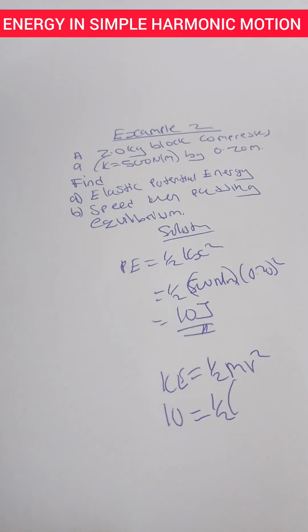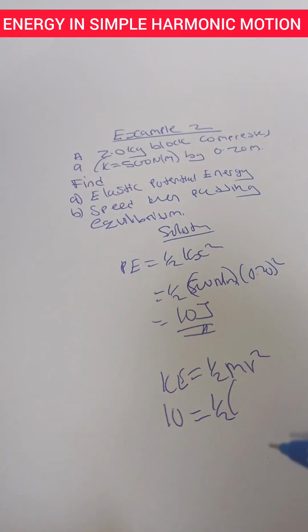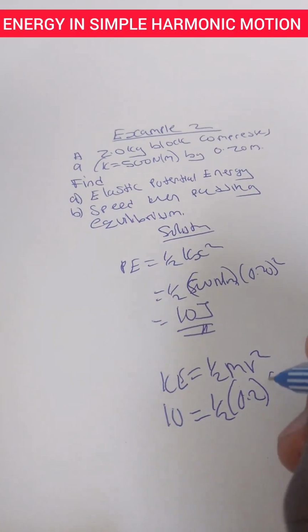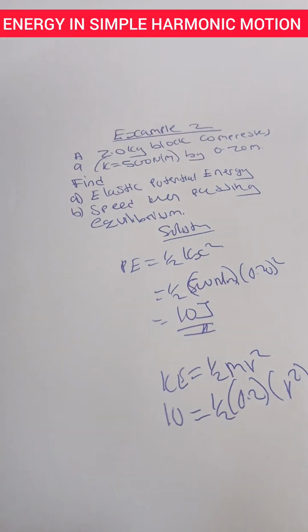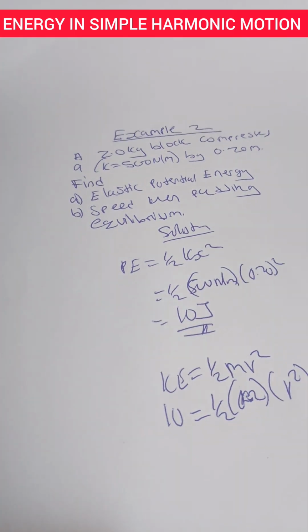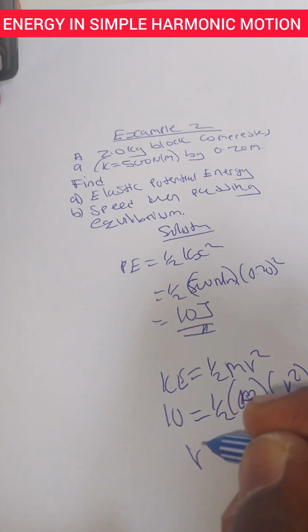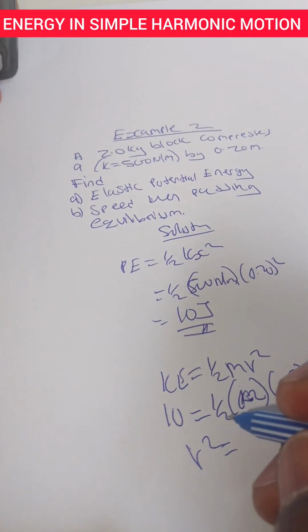Oh, sorry, the mass is not 0.2, it's 2. The one that is 0.2 is the compression. So when we calculate that, we're going to find that v squared is equal to 10, so v is the square root of 10, which is equal to 3.16 meters per second. So that is our speed that we found by writing the formula for kinetic energy.